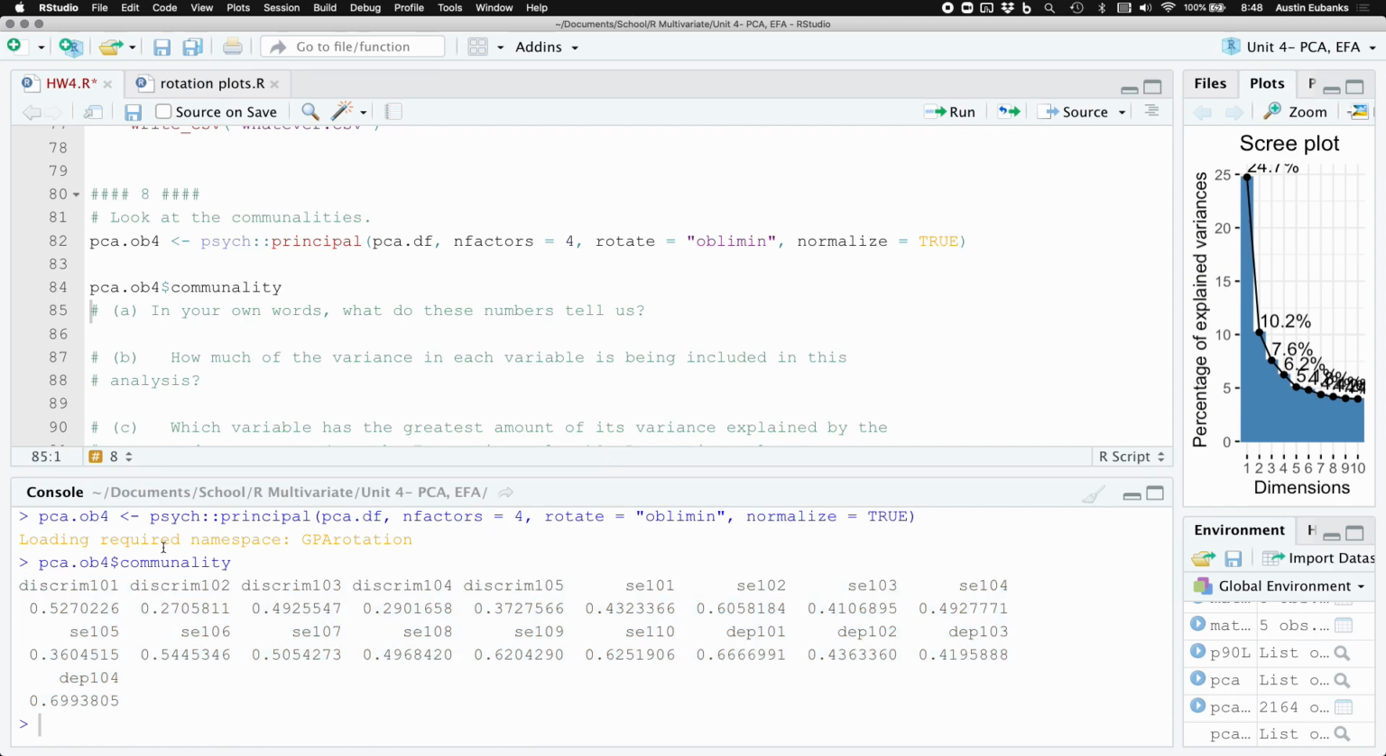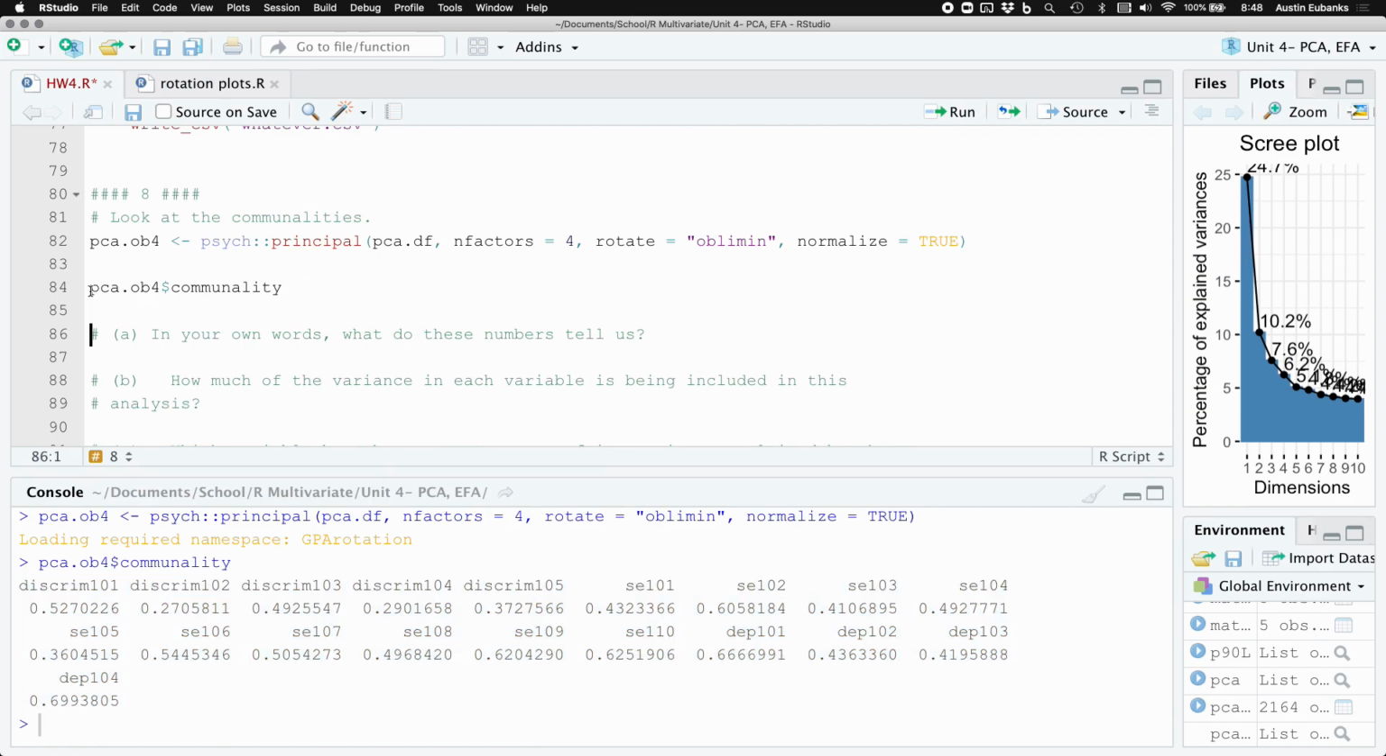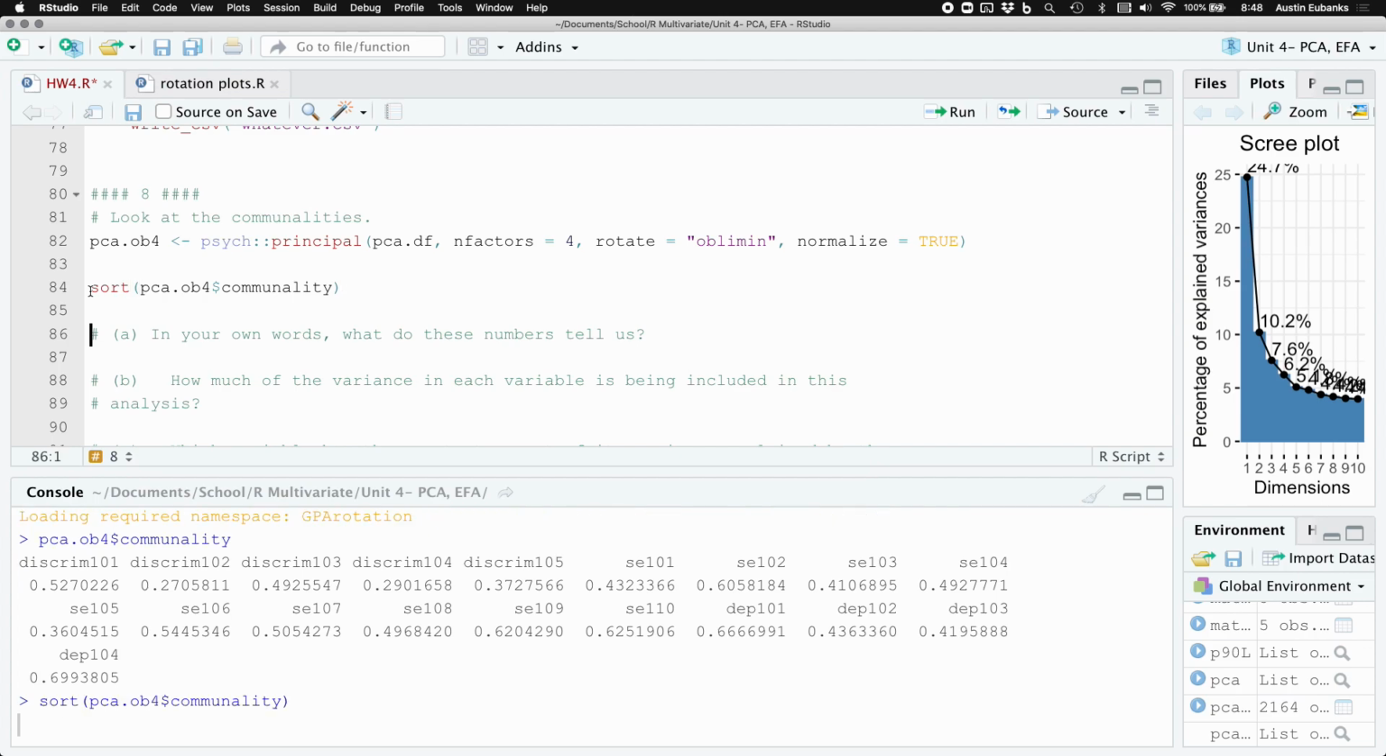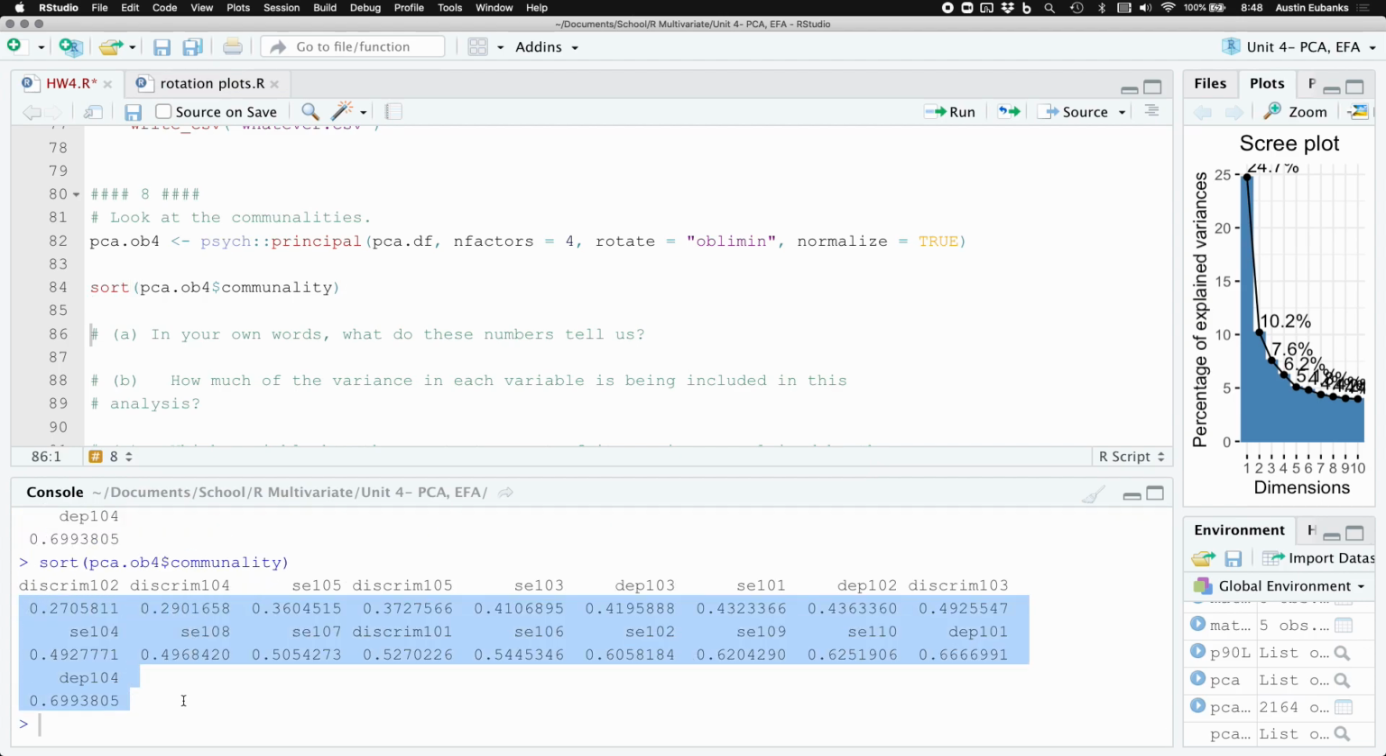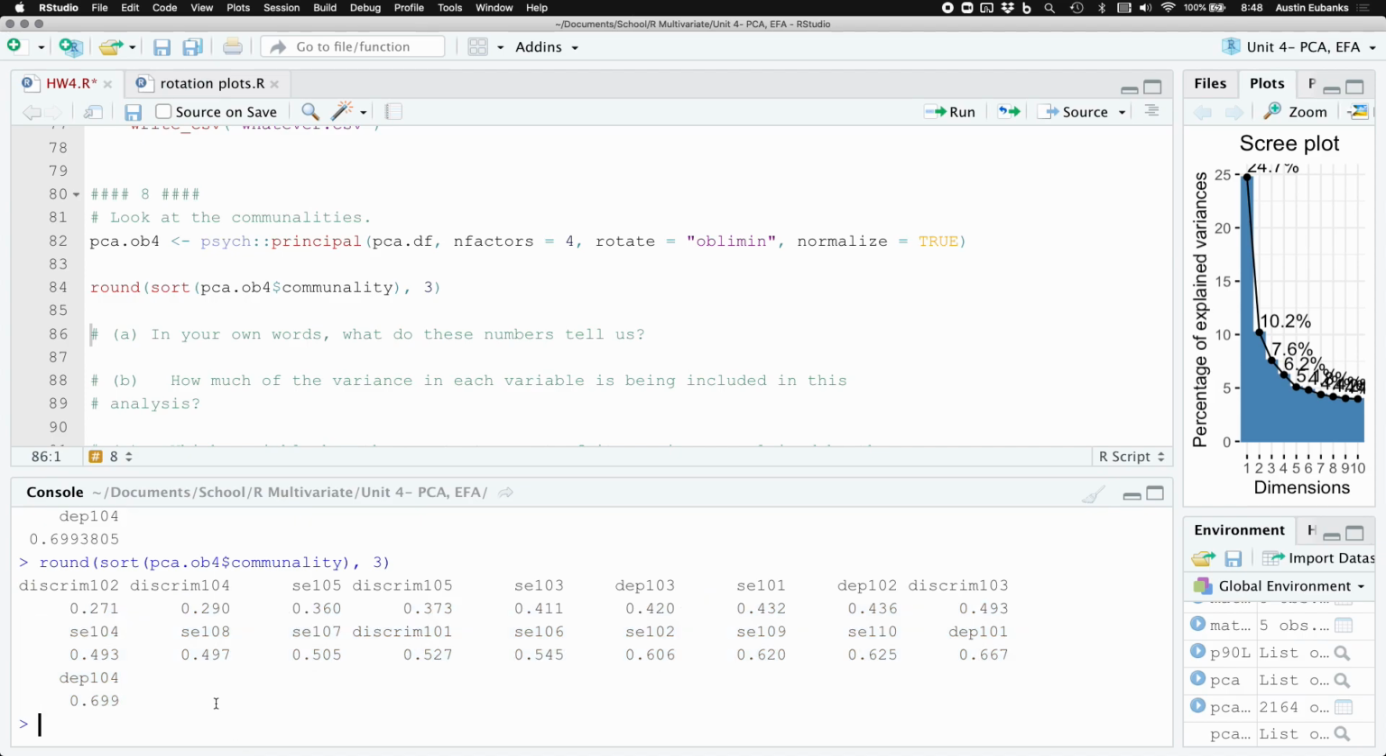So down here for our communalities, conveniently there is a function called communality, and if you run that, it'll give you all of the communalities. I'm going to take that another step by wrapping that in sort, so that it sorts in order from lowest to highest. And then I'm also going to wrap that in round, just so that I get 3 decimal places. So now we pull out those communalities and also sort them so we can right away see Discrim 102 is our lowest and Dep 104 is our highest, and here are their values, etc.